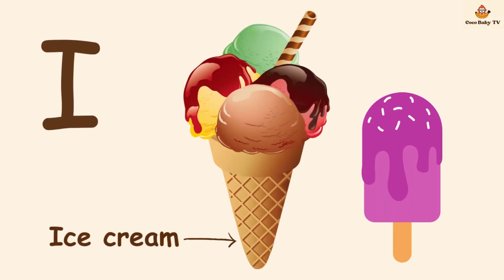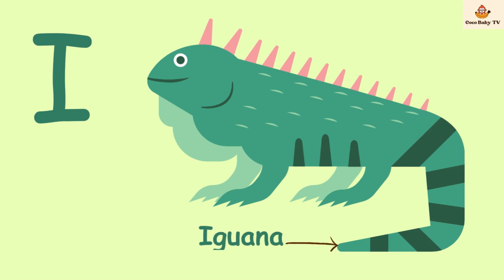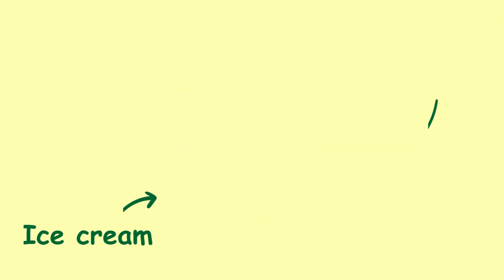I is for ice cream. I is for iguana. I is for ice cream. I is for iguana. Iguana eats the ice cream.